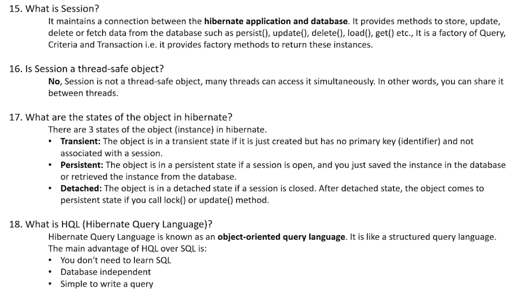Question 18. What is HQL, Hibernate Query Language? Answer. Hibernate Query Language is known as an object-oriented query language. It is like a structured query language. The main advantage of HQL over SQL is you don't need to learn SQL. Database independent. Simple to write a query.